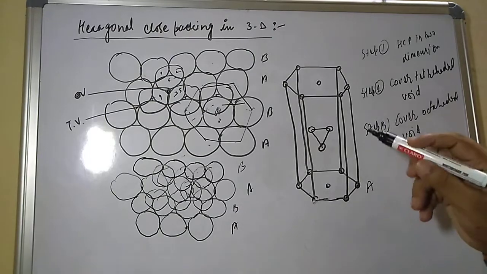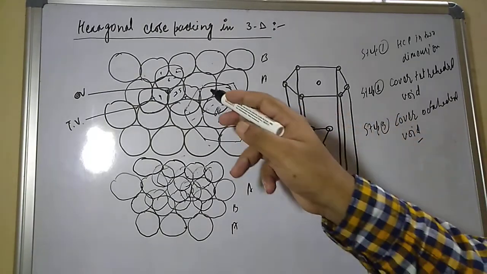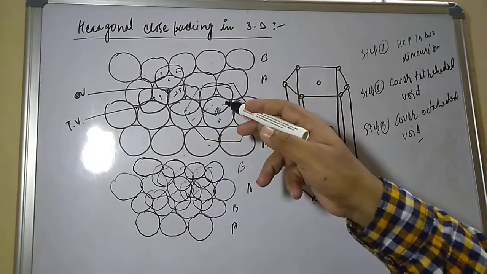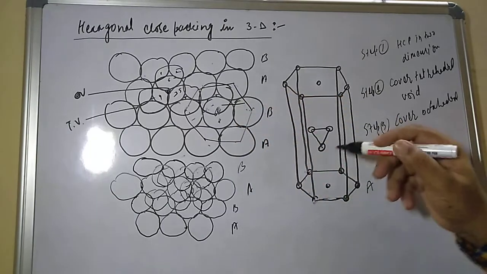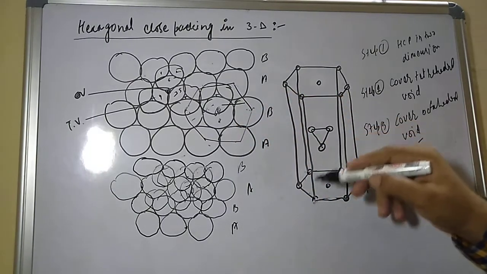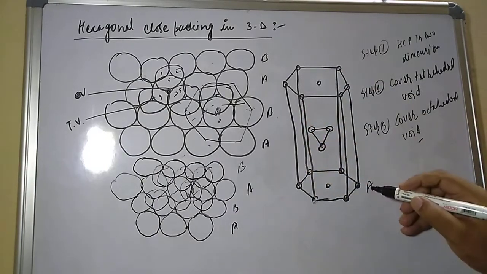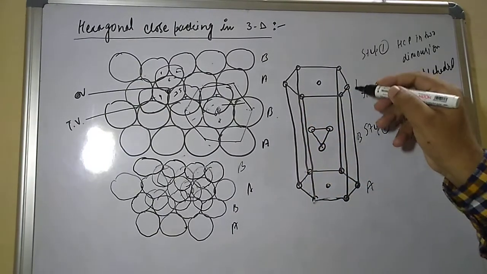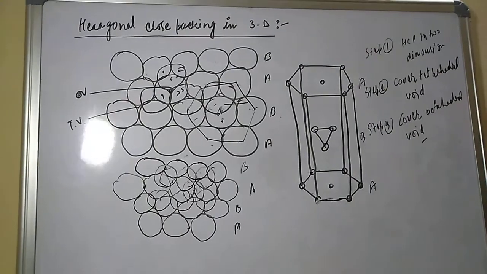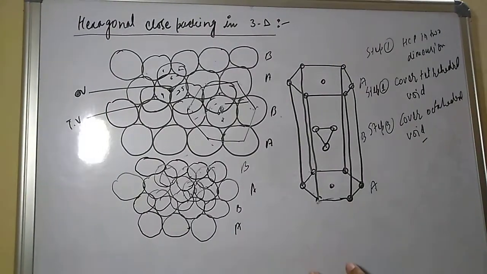Now when you are copying the second row, 3 atoms we kept to cover the tetrahedral void. So this is 1, 2, 3. And after that, what will come? A, B. Again A will come. So if it is A, this is B, again A will come. So this is the hexagonal close packing in 3 dimensions.